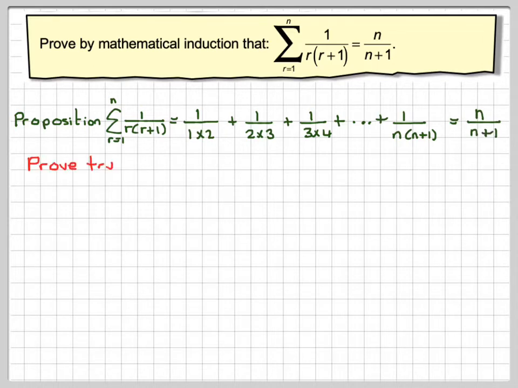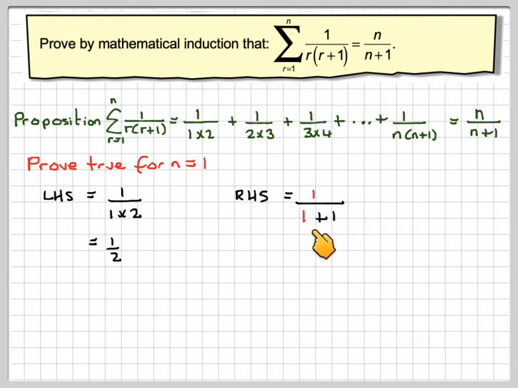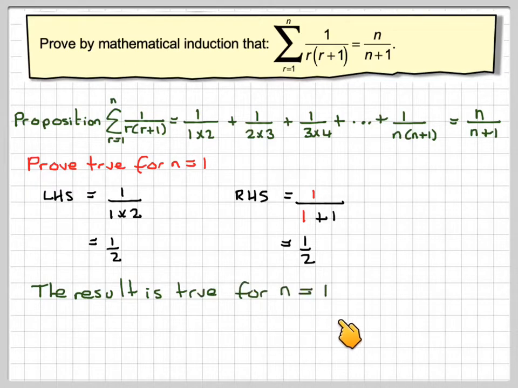Now we prove true for n is equal to 1. So on the left hand side we get 1 over 1 times 2, which gives me a half. On the right hand side, if we put 1 in here, we get 1 over 1 plus 1, which is also a half. Therefore the result is true for n is equal to 1.